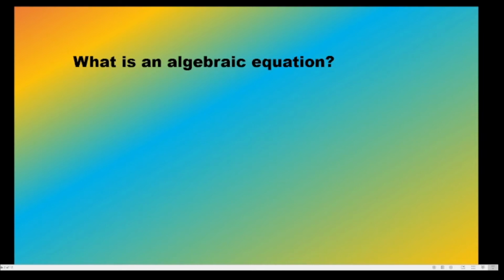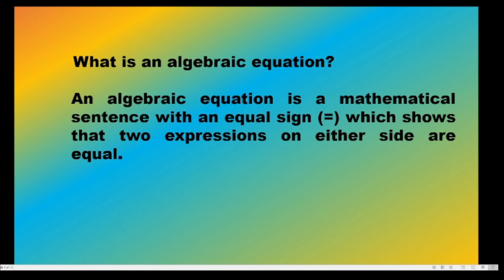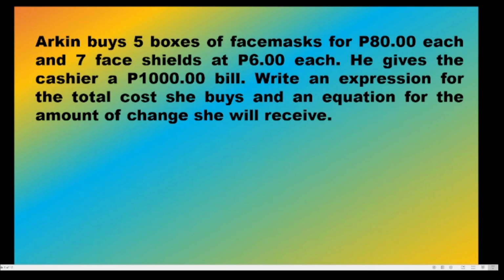So what is an algebraic expression? An algebraic equation is a mathematical sentence with an equal sign which shows that two expressions on either side are equal. An algebraic expression is a mathematical phrase that uses variables, numerals, and operation symbols. Let us have this example.